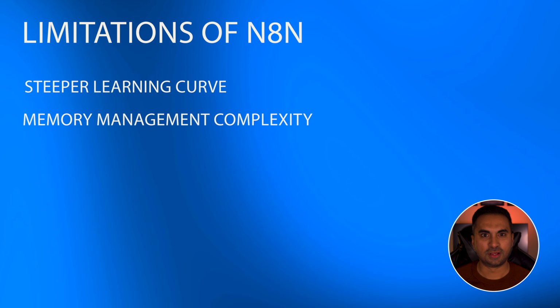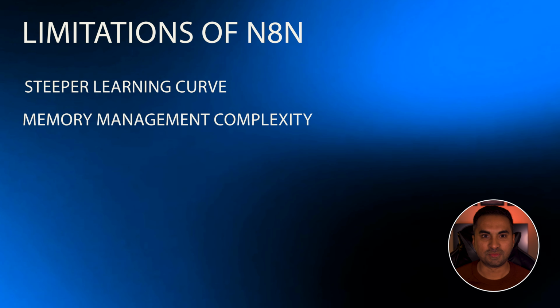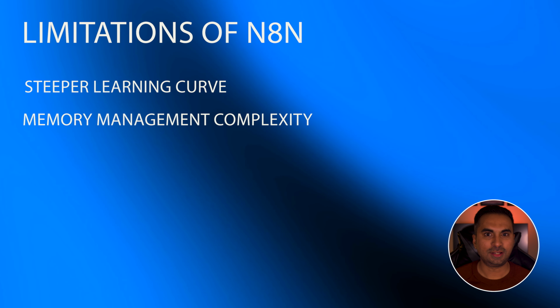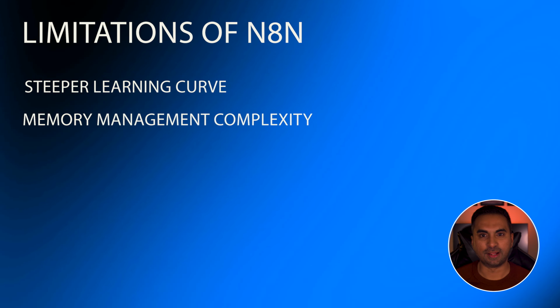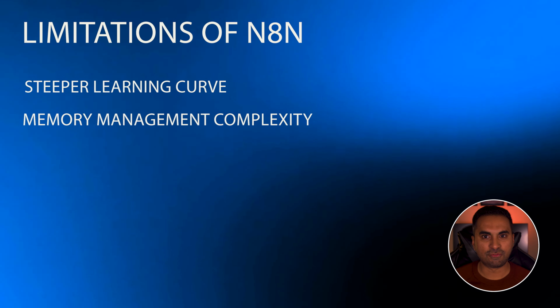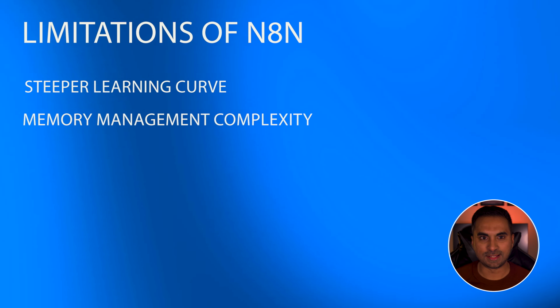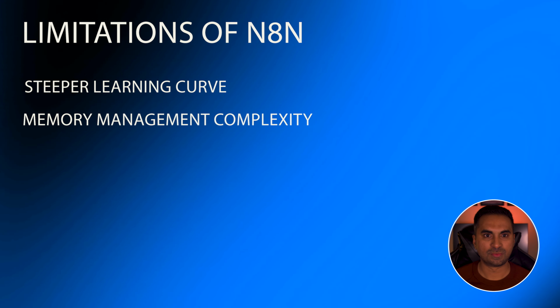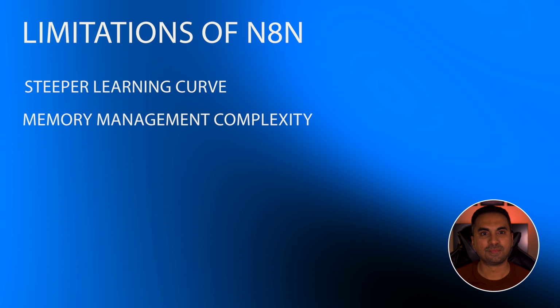Limitation 2, memory management complexity. While n8n has memory capabilities, managing context in long-running, complex workflows requires careful planning. Unlike specialized agent frameworks that handle this automatically, you'll need to explicitly design how context flows between nodes. It's doable, but it's on you to architect it properly.